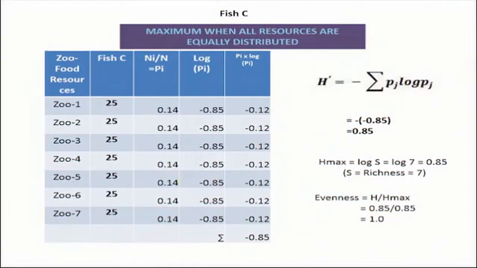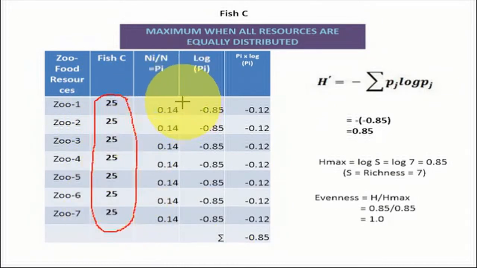In the case of fish C, we have the items evenly distributed, all are 25 in number. This we can calculate in a similar way. That is 0.14 you are getting, 0.85 you are getting, so minus 0.12. So all numbers are the same.